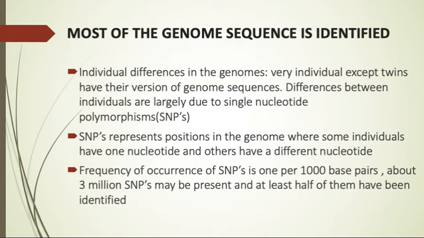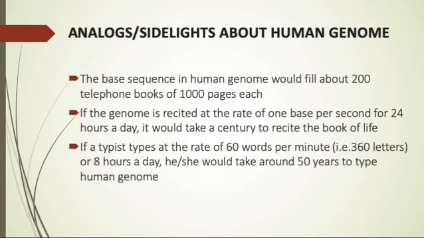So there are certain analogies about the human genome. For example, the base sequence in the human genome would fill about 200 telephone books of 1000 pages each. If the genome is recited at a rate of 1 base per second for 24 hours a day, it would take centuries to recite the book of life. If a typist types at the rate of 60 words per minute, that is 360 letters, for 8 hours a day, he or she would take around 50 years to type the human genome.